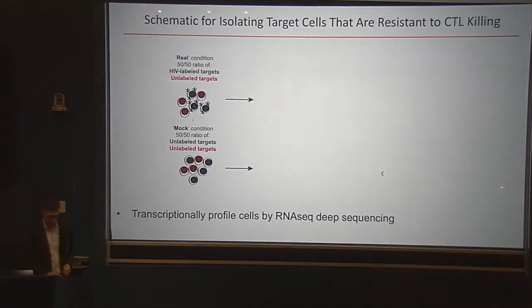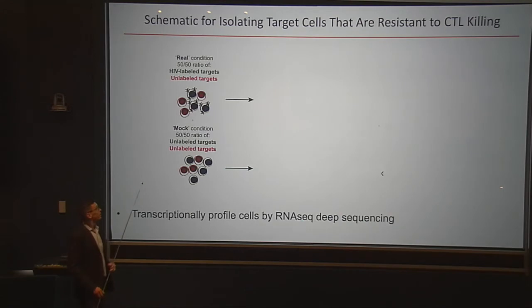So we decided to go after this question, and this is the experimental setup that we use to get at this. We're going to look at what we call a real condition and a mock condition. In both of these cases, we have CD4 cells, which are the targets of HIV, and they're 50-50 labeled with a green dye or a red dye. In the real condition, half of these cells are also labeled with HIV to make them targets for the killer T cell, cytotoxic T cell. Here, there is no HIV, so there's nothing that's actually a target.